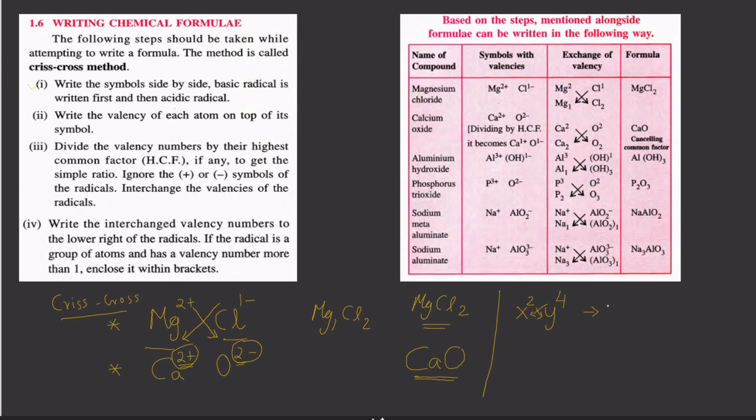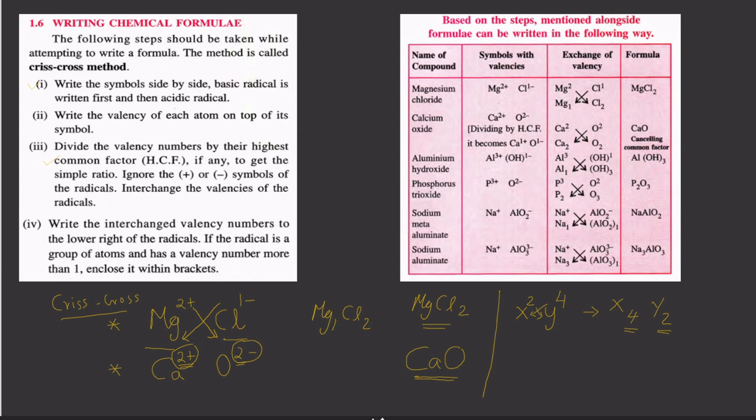X4Y2. In fractions, in maths, you have studied that we always have to keep the fraction in its lowest term. Similarly, if we are writing the chemical formula, and there is a common factor in these valencies, we have to divide these two and bring it to its simplest form. That is what is given here in this third step. Divide the valency numbers by the highest common factor, then bring it to the simple ratio or the lowest form.